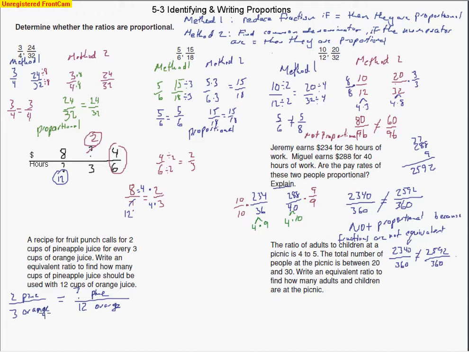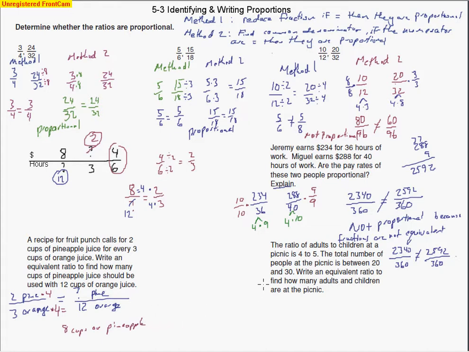Well, all we're going to do is see how did they go from the orange juice, the 3 cups, to 12 cups. Well, what they did is they multiplied by 4. 3 times 4 equals 12. That's how they got that. So that means that we'll need to multiply the 2 by 4 as well, the same number. So 2 times 4 makes 8. So it would be 8 cups of pineapple juice.